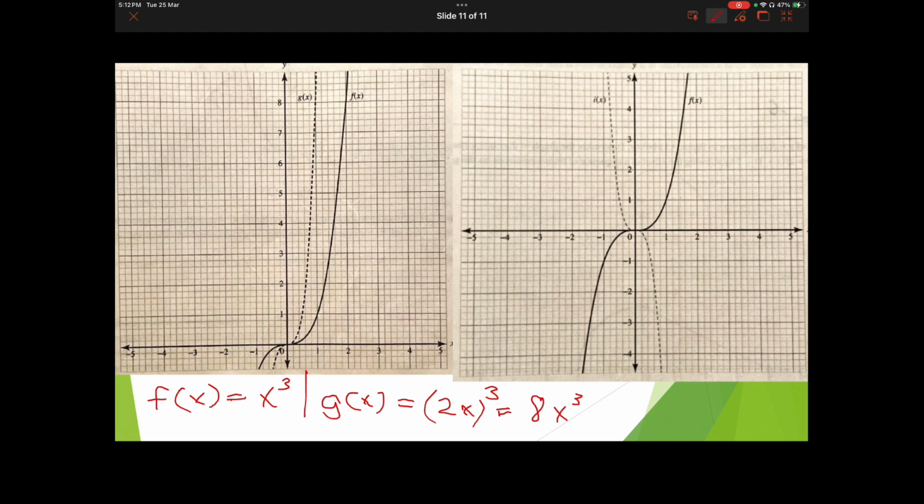In one of them, we multiply the output, which in this case would give 2x cubed. But when it's a horizontal one, I give you 8x cubed, in which I multiply 2 with the input. And as you can see, all the points move closer towards the y-axis, even at the bottom as well.